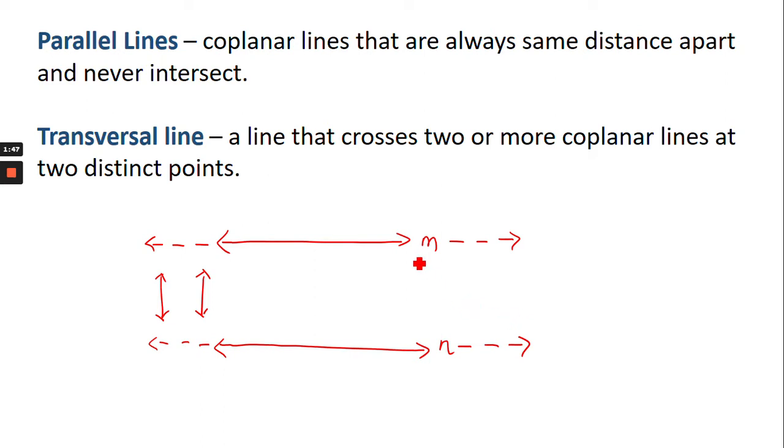Now you will know if two lines are parallel to each other if you see this symbol, a double arrow, which means that they are parallel to each other.